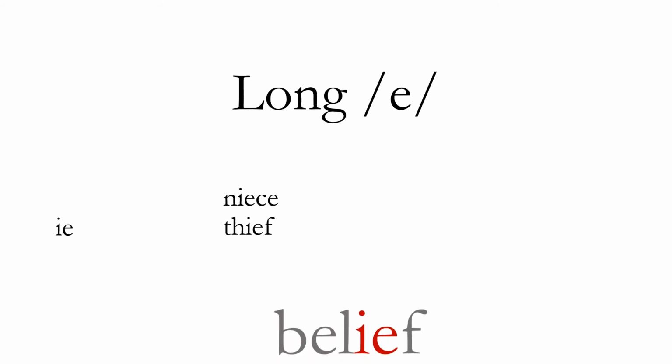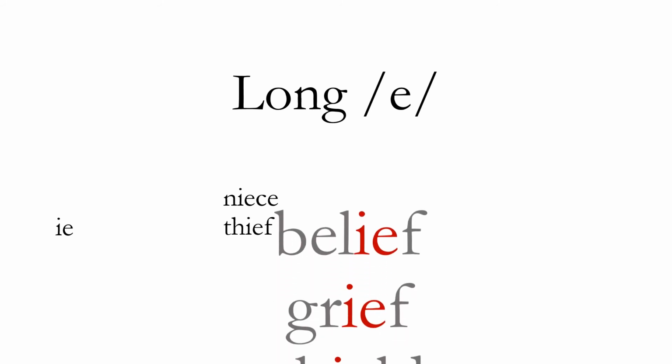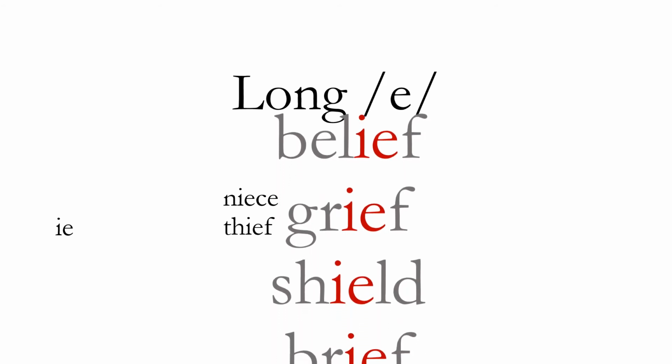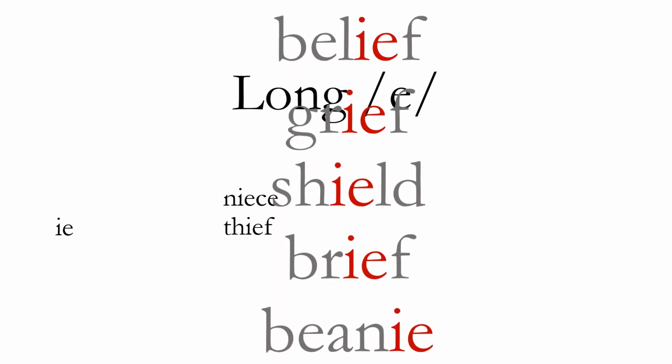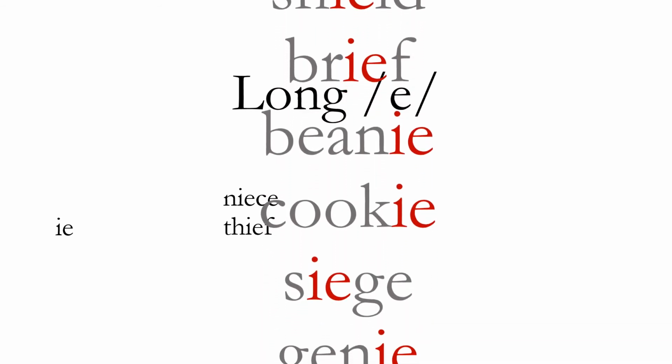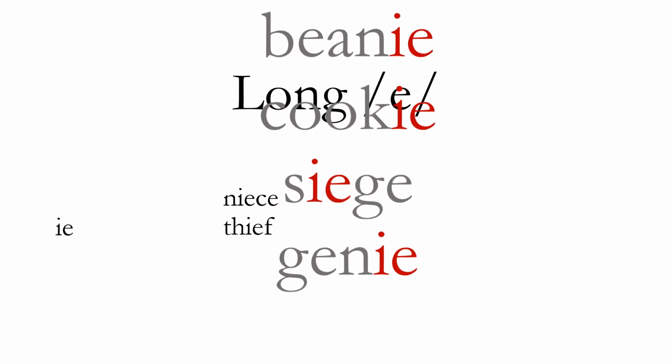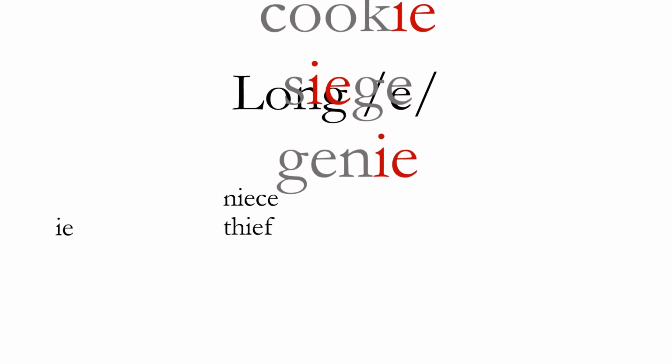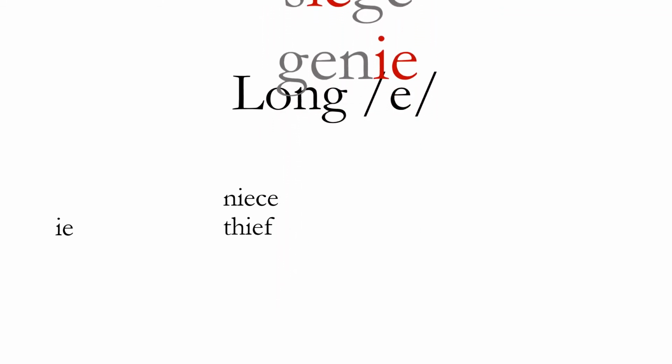And there are, of course, other words like belief and grief, shield, brief, beanie, cookie, which I'm going to have as soon as we finish this slideshow, siege, and genie, among many more. The general rule with spelling this is I before E except after C. So as long as there isn't a C before this, in most cases, I will come first and E will be second.